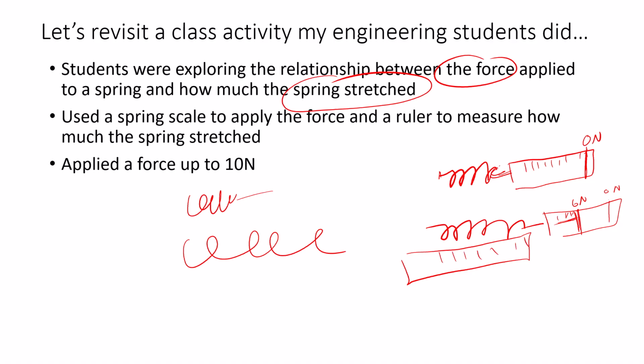And then they took a ruler and they would measure how much the spring had stretched. And then they had to do that for 0 newtons, which would be no stretch, so you're not applying any force, 2, 4, 6, 8, and 10 newtons. I had some groups that did not go all the way up to 10 newtons because by the time they were pulling that hard on the spring, they were actually going to break the spring. So the spring was going to stretch and not rebound. We didn't want to do that. And so that's what the activity was.